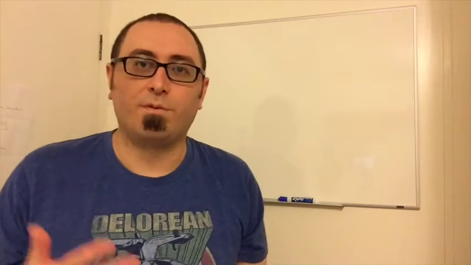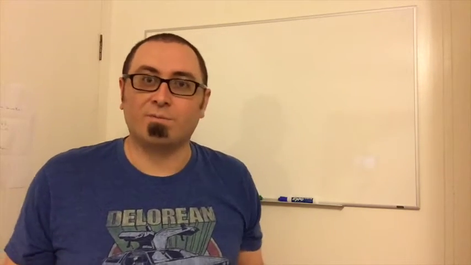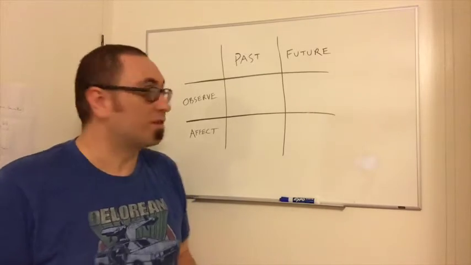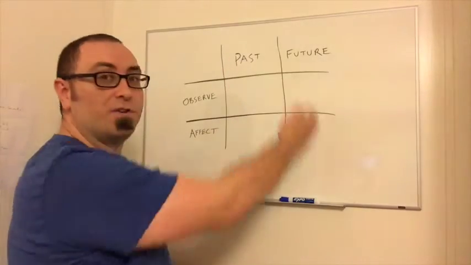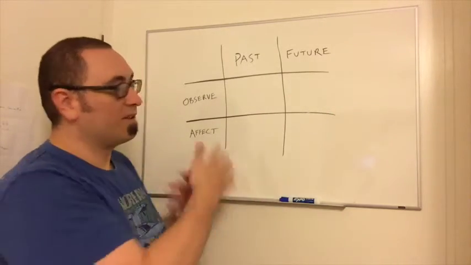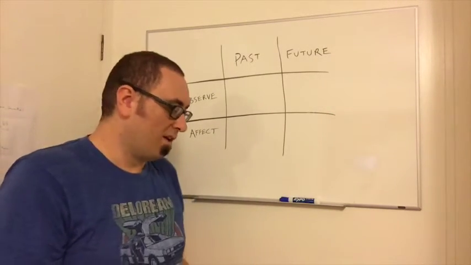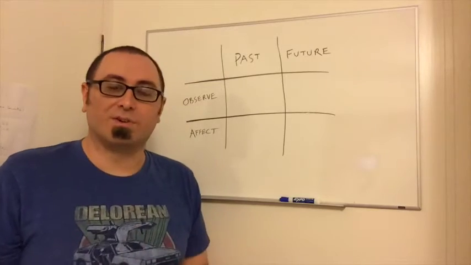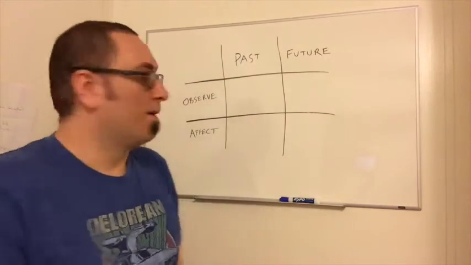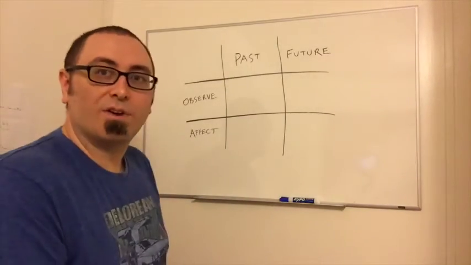Now, first of all, if you want to build a time machine, you have to define exactly what it is that you're trying to accomplish. So I created this 2x2 matrix. In the columns you have the past and the future, and in the rows you have observe and affect. And these are basically the things that you might want to do with a time machine. Obviously, with the present, you can observe and affect it, so I'm not even going to include that. Now, what can you do and what can't you do here?